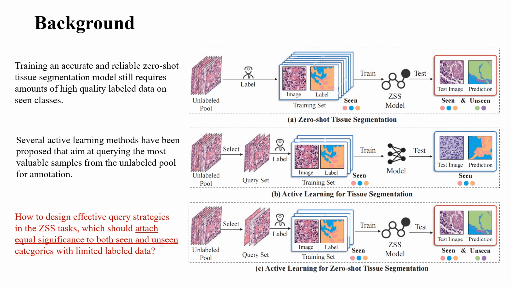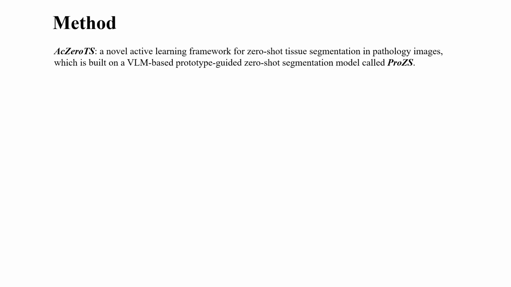Intuitively, in the setting of ZSS, the query strategy of active learning should attach equal significance to both seen and unseen categories with limited labeled data. Based on the above considerations, we propose AcZeroTS, a novel active learning framework for zero-shot tissue segmentation in pathology images, which is built on a VLM-based prototype-guided zero-shot segmentation model called ProZS. AcZeroTS can select the most valuable samples of seen classes for annotation and improve the performance on both seen and unseen classes during the inference stage.